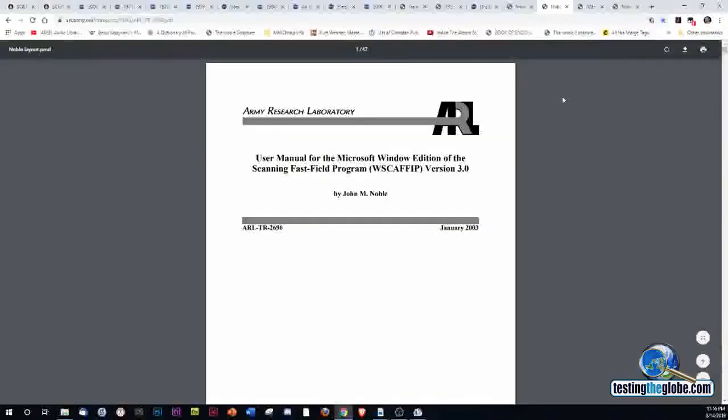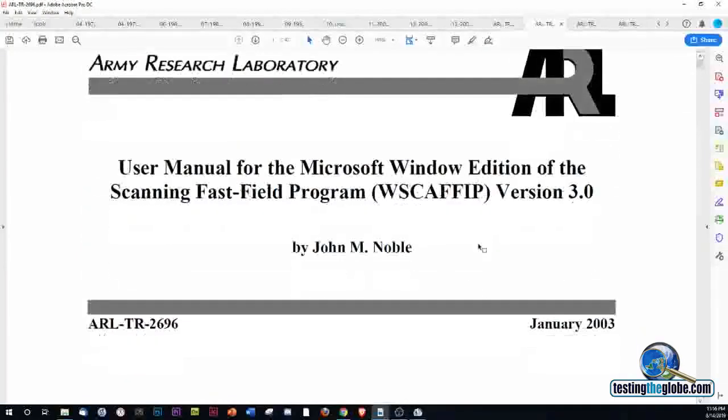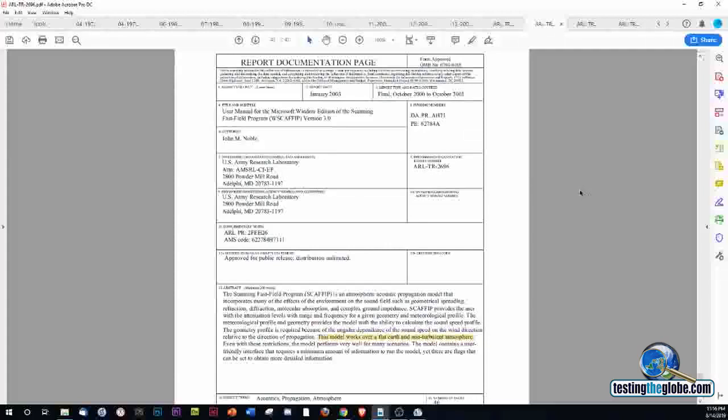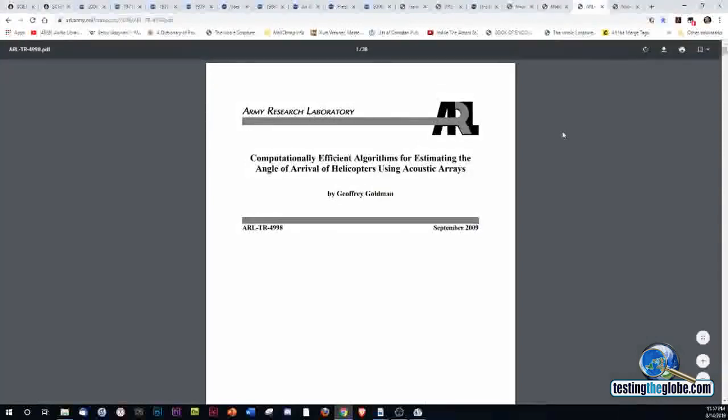Alrighty then. January 2003, back to the Army Research Laboratory. See, up arl.army.mil. January 2003. Scrolling down to the report document page, talking about the scanning fast field program and I guess the various models. The geometry profile is required because of the angular dependence of the sound speed on the wind direction relative to the direction of propagation. This model works over a flat Earth and non-turbulent atmosphere. Wonder how it works in a turbulent atmosphere over a spinning ball.